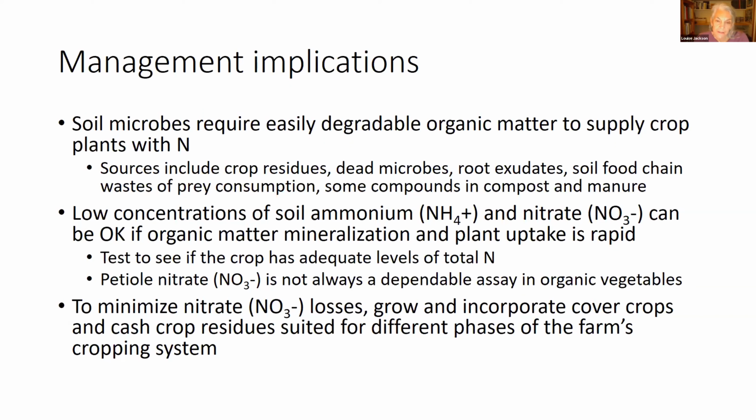One thing that we found in this and other studies using N15 is that low concentrations of soil ammonium and nitrate can be okay in organic systems if organic matter mineralization is rapid and plant uptake is rapid at the same time. What is happening is there's just continuous flow through the nitrogen cycle, and those pools don't build up. But what you have to make sure of is the crop is getting adequate levels of total N. Some organic systems, especially in their inception, have low concentrations of soil ammonium and nitrate because there's just not the N supplying power from that active soil organic matter fraction yet.